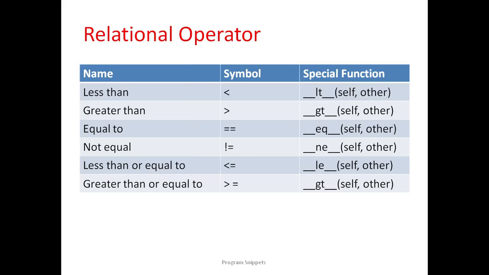And the magic methods for relational operators are: for less than, the method is __lt__. For greater than, the method is __gt__. For equal to, the method is __eq__. For not equal to, the method is __ne__. For less than or equal to, the method is __le__. And for greater than or equal to, the method is __ge__.